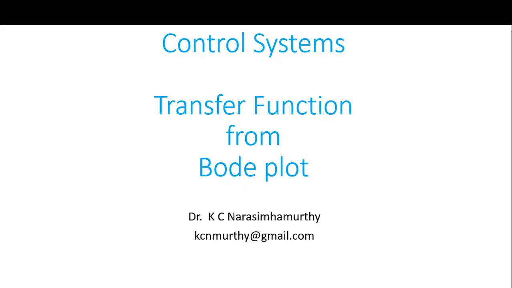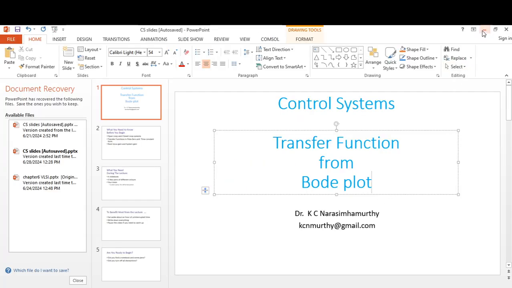Hi students. So in this video we will see how to find the transfer function of a system if the magnitude plot of the Bode plot is given. So it is just exactly reversely finding the transfer function, that is the open loop transfer function of a system, if we have been given the magnitude plot of the Bode plot. So let us start with the analysis.